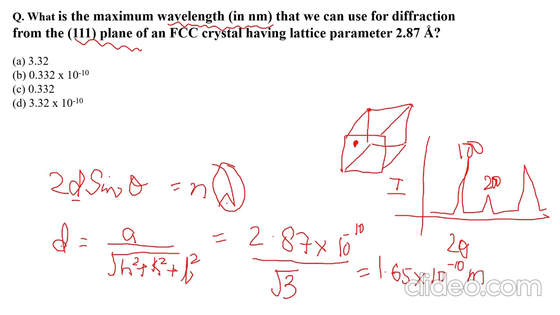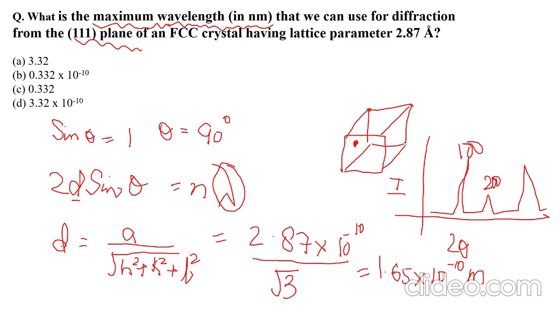But because we have to find the maximum wavelength, what do you mean by maximum wavelength? For maximum wavelength, you should have a maximum value of your sine theta, right? So the maximum value of sine theta is possible at what angle? Sine theta is maximum as 1, right? And that 1 is possible when you have theta equal to 90 degrees.